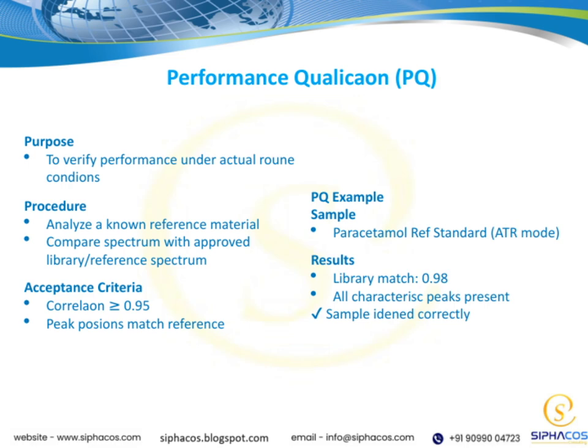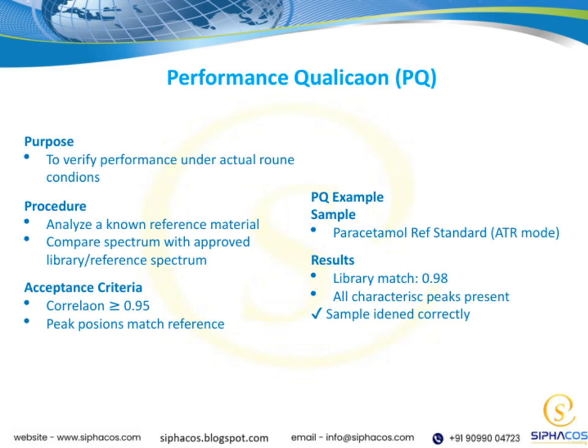Moving on to the purpose of performance qualification, or PQ, it's really about verifying that our process performs consistently under real-world, routine conditions. Essentially, we want to make sure everything works as expected during normal operation. The procedure involves analyzing a known reference material, so a standard sample, and then comparing its spectrum to an approved library or reference spectrum. This comparison helps confirm that our measurement system is accurate and reliable.